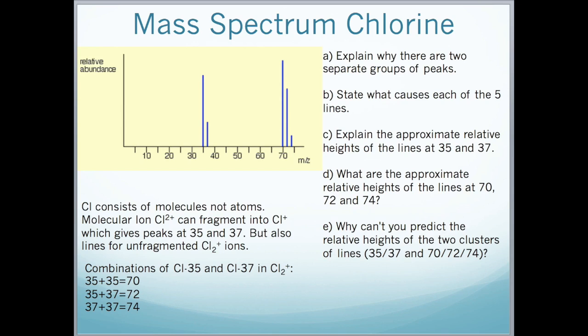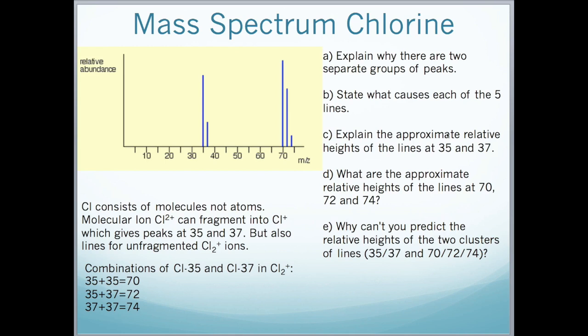Well, chlorine goes into the mass spectrometer as a molecule, so Cl2. The ionization of these gives the lines at 70, which is this one, 72 and 74. But the Cl2+ ions aren't very stable. So some of them split to give a Cl+ ion and a chlorine atom. So the Cl+ ions give lines at 35 and 37. So that's why we have two separate groups.